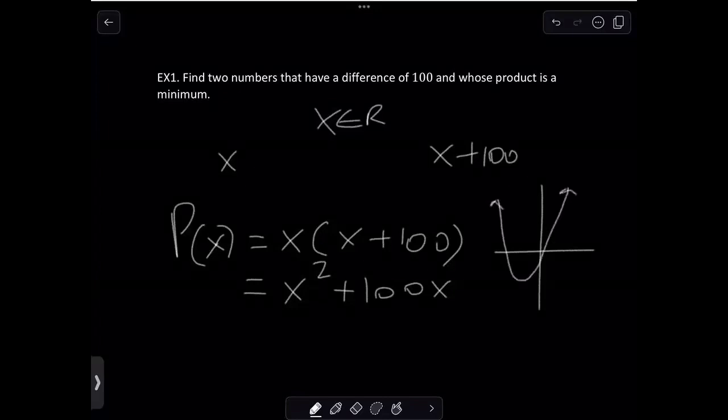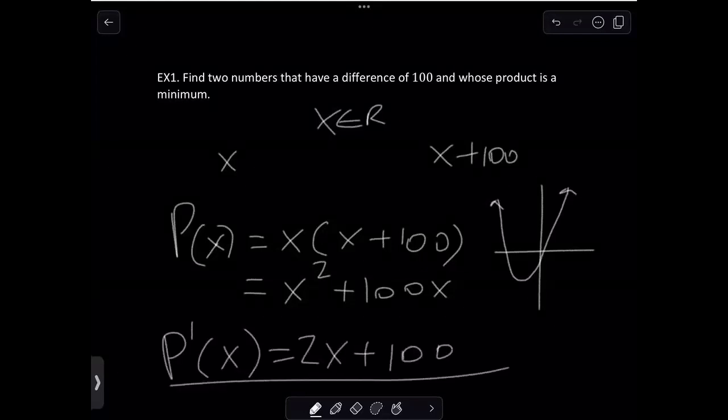Okay, it would look something like that. That's how this product function is. You can see it's a quadratic function. So, can you see that when I differentiate this function, P prime of x, let's differentiate it to 2x plus 100, because we need to differentiate it to get the critical numbers. We're going to set the derivative to be 0, and that's going to identify our critical numbers.